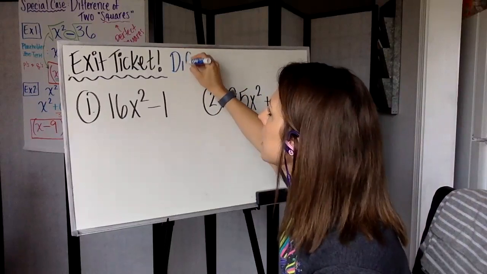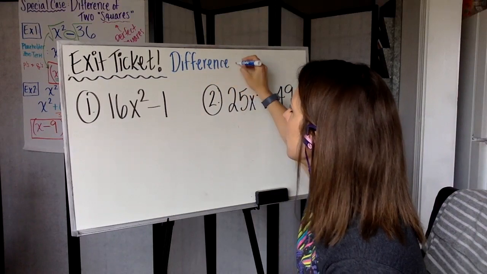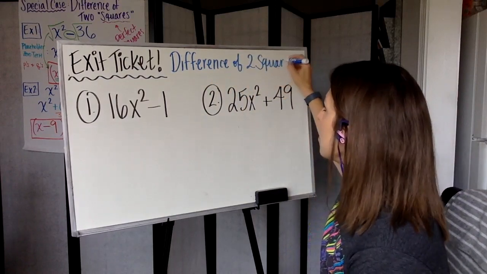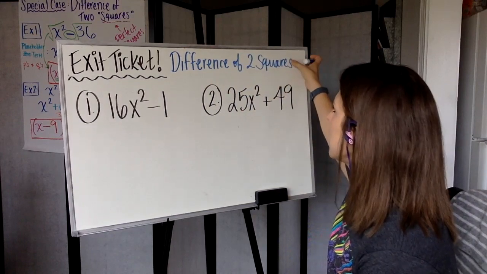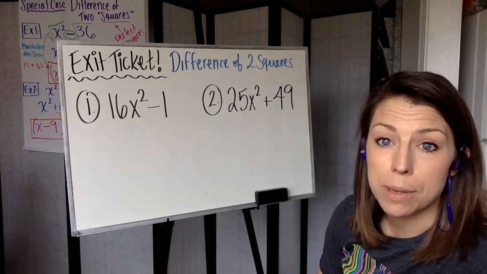In fact, sometimes it's nice to write that down. It's a difference of 2 squares. This name basically gives you a checklist. It must be a difference, it must have 2 terms, and both terms must be perfect squares.